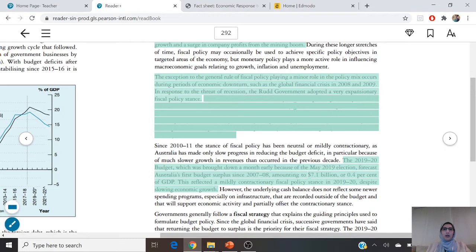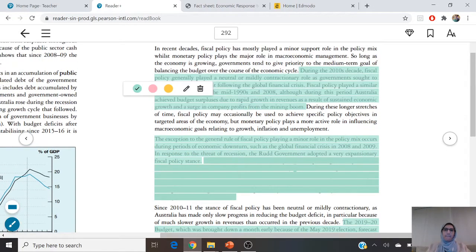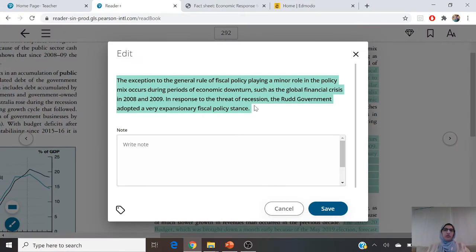Then, the exception to the general rule of fiscal policy playing a minor role in the policy mix, as we discussed, occurs during periods of economic downturn. So fiscal policy really comes into the picture, or is implemented massively, when there's an economic downturn, exactly what we're going through right now. During a recession, that's when the government comes up and implements as much fiscal policy as they can.